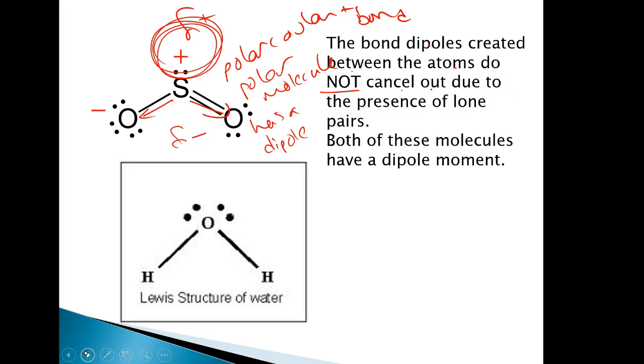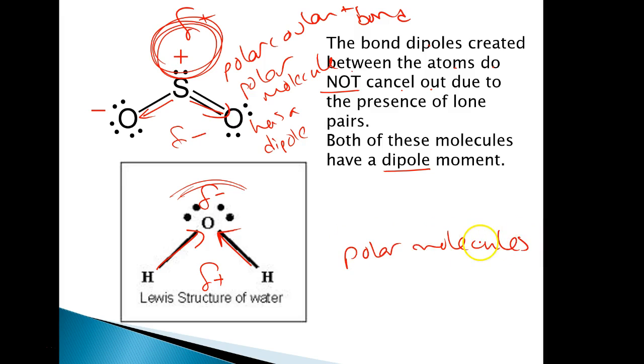Same thing for water. In water, the electrons are being pulled inwards to the oxygen, but again there's nothing up here to help compensate, so this end gets the negative end and this gets the positive end. It has a dipole moment. They are polar molecules. It's important to distinguish because the word polar is used a lot.